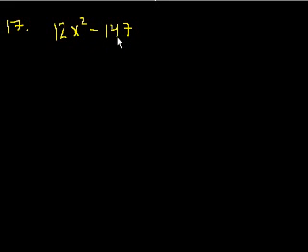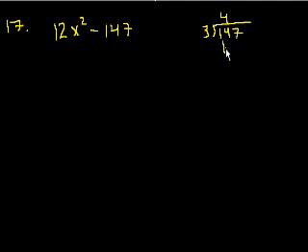1 plus 4 is 5. 5 plus 7 is 12. And 12 is divisible by 3, and I don't know if you've seen that before. You just add up the digits, and if that is divisible by 3, then the number is divisible by 3. So 147 is divisible by 3. Let's see what it is. Let's work it out.